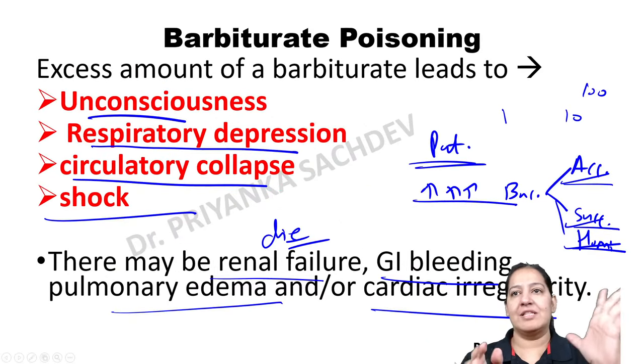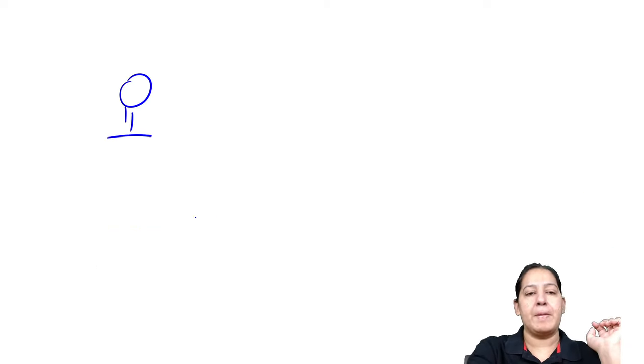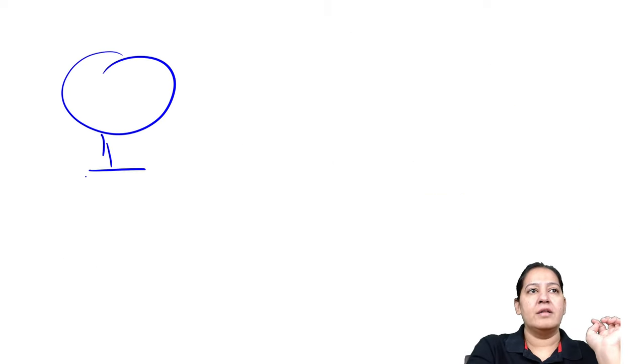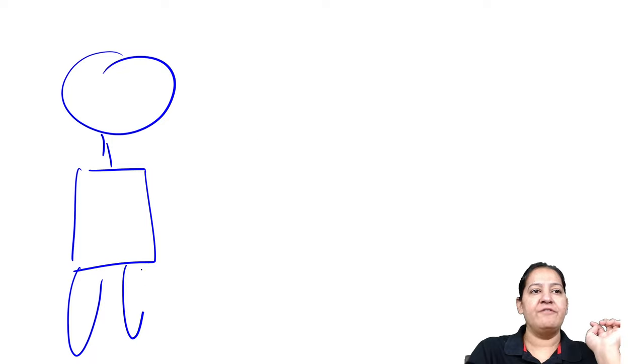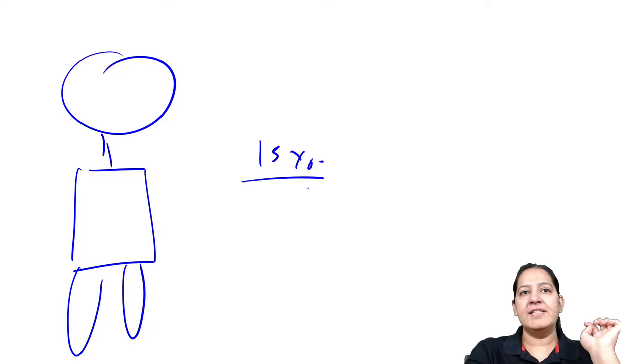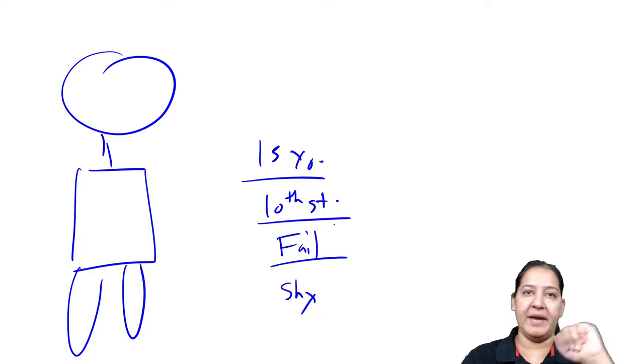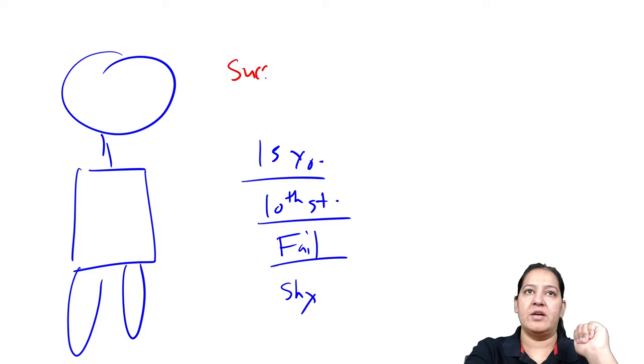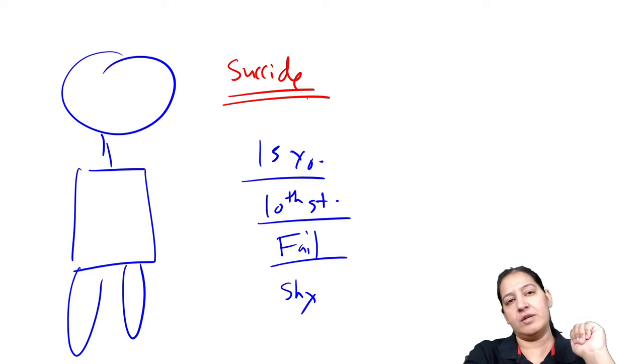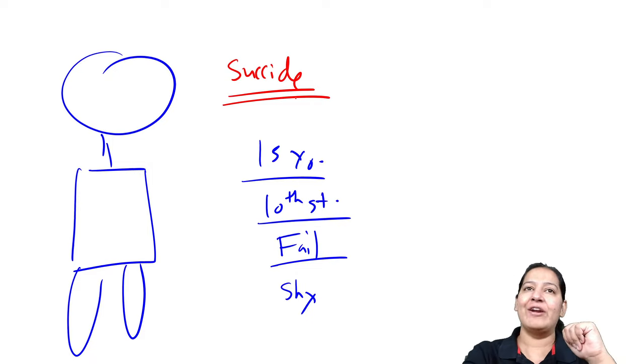Now, if you want to save this person, just suppose a young boy is there. The age of the boy is 15 years. He is in 10th standard. He got the result today and he has failed in the result. Now, he feels very shy about declaring his result to the parents. And he tried to commit suicide. It is a very common incident now.